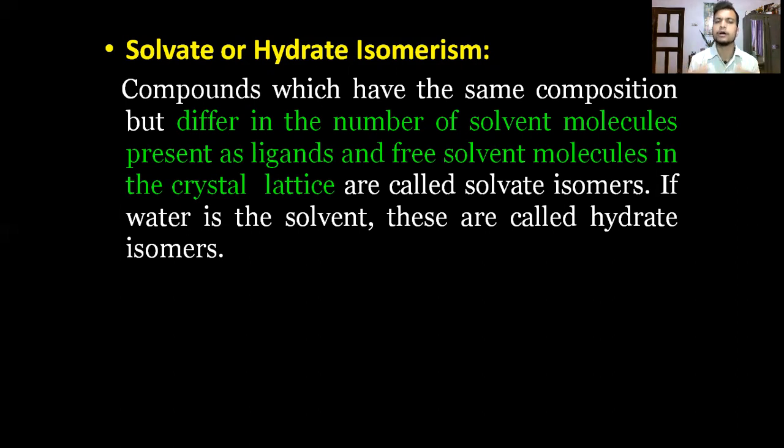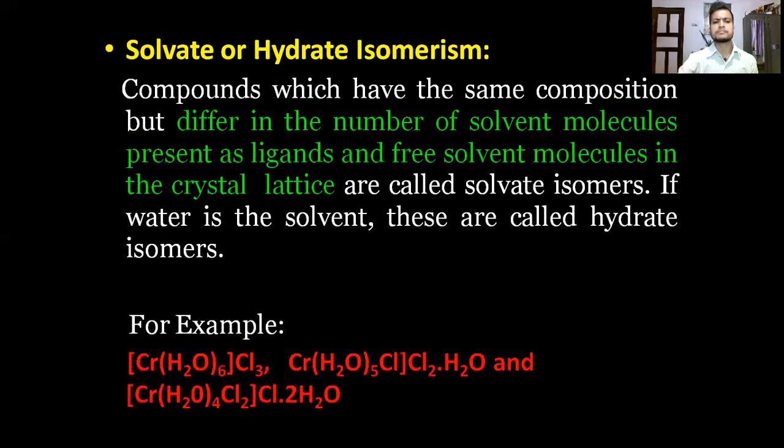In a very similar way, obviously it is not always that it should be water. It can be any other solvent. But if it is water, then we call it hydrate isomer. If it is other than water, but can act as a solvent, then we call it solvate isomers. For example, you can see clearly in the first example, you have [Cr(H2O)6]Cl3. So your solvent in this case is water, H2O. And can you see in the first case that H2O is acting as a ligand, all the water molecules.